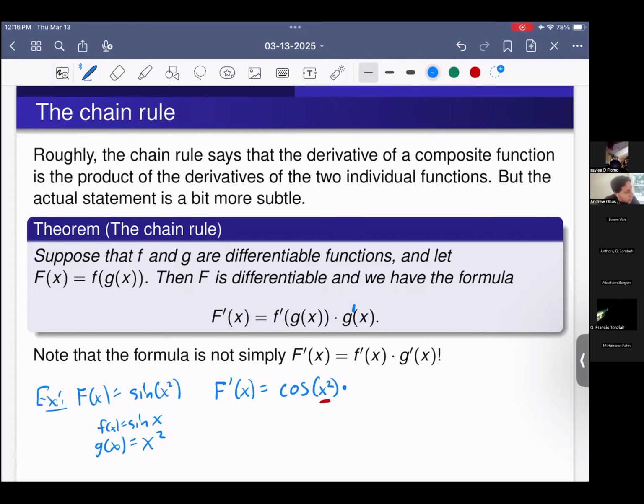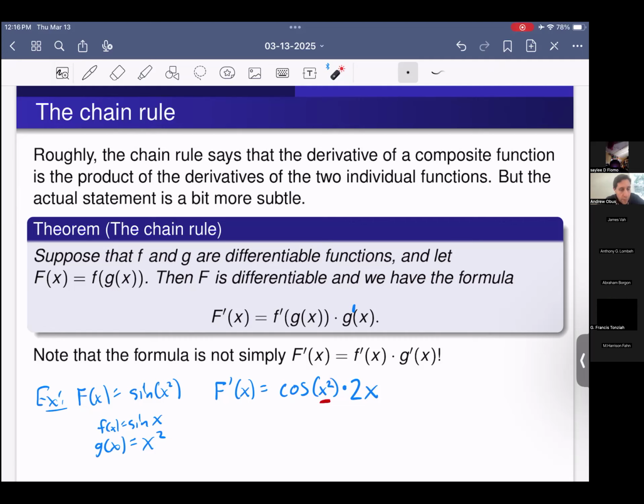And then you have to multiply it by g prime of x. So that will also get multiplied by 2x. Okay, so the derivative of sine of x squared is actually cosine of x squared times 2x. Okay, it's not simply just cosine of x times 2x, right? You have to throw in this x squared over here.